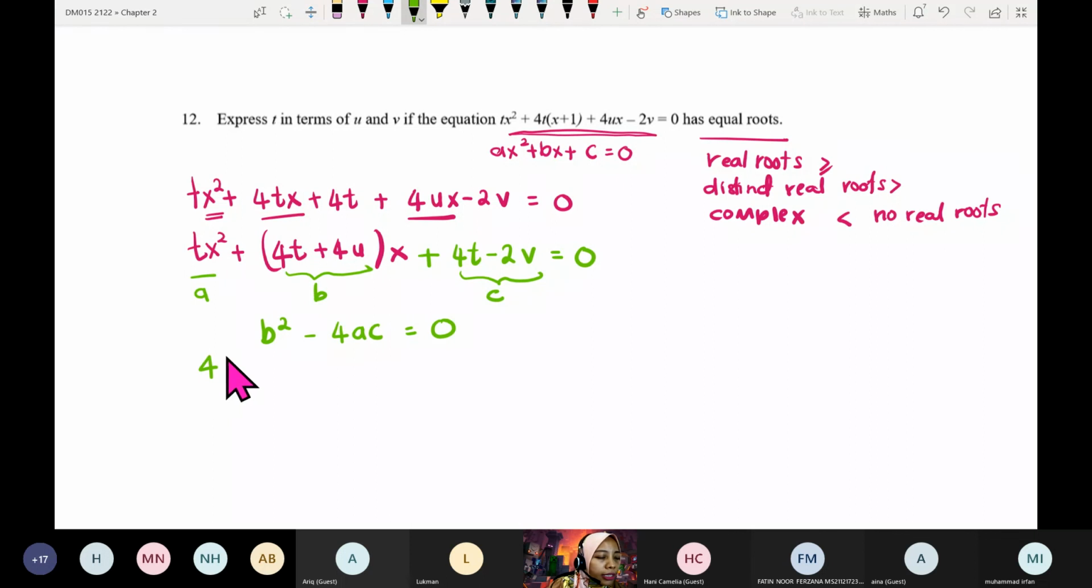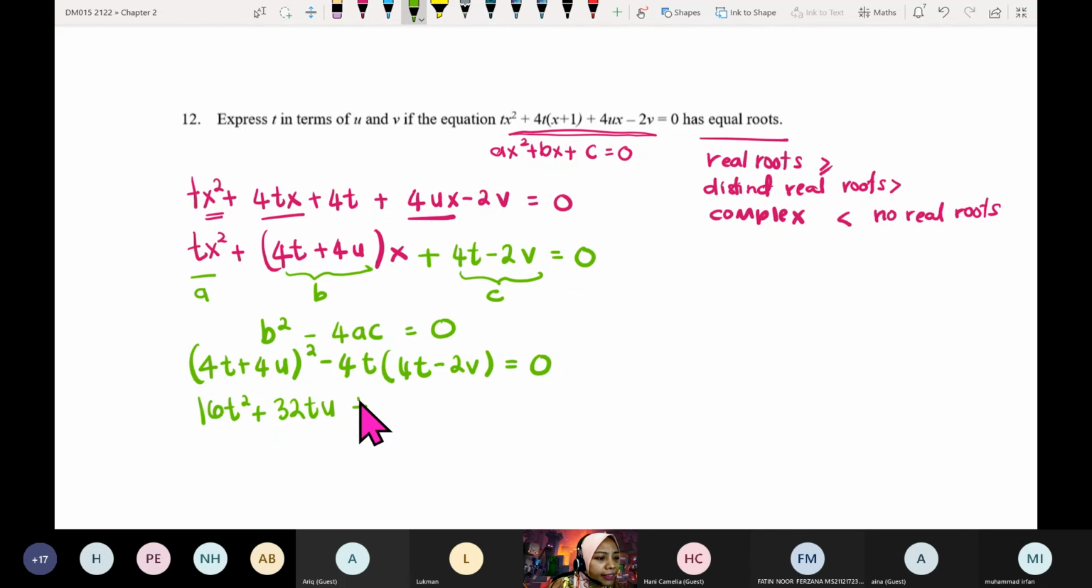So B, 4T plus 4U square minus 4A. What is your A? T. What is your C? 4T minus 2V equals 0. Okay, expand carefully 4T square. So 4 pun kena square juga. Bukan 4T square saja. 4 also you have to square, becoming 4 times 4 is 16T square plus 2 times 4, 8. 8 times 4, 32TU.